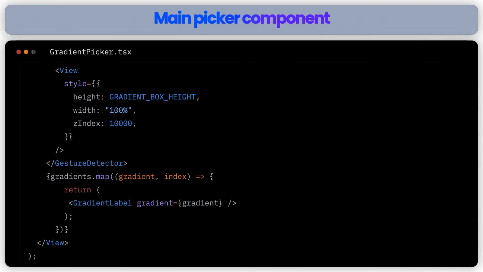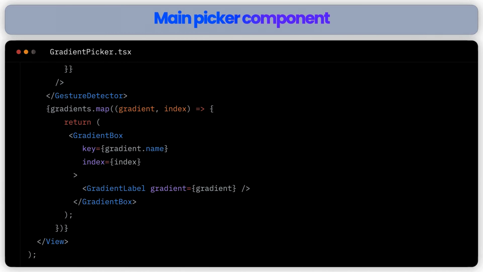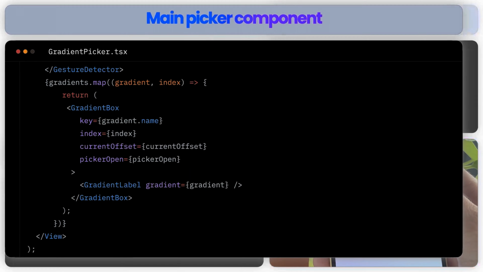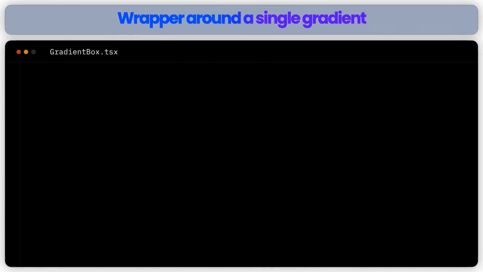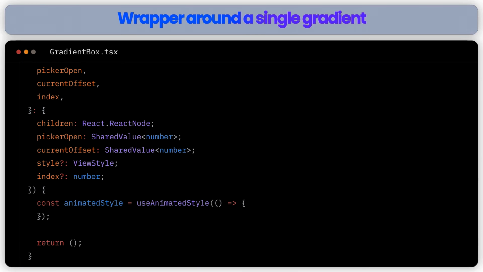To actually animate the position of each label, we'll add a wrapper responsible for animations and styles. We can call it a gradient box and pass all our shared values to its props. Let's take a look inside. First, let's define our component. Next, let's use a special hook, useAnimatedStyle, to compute style properties dynamically based on our shared values.